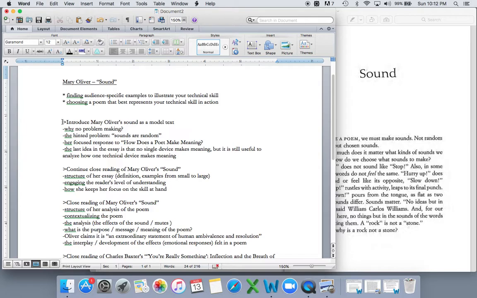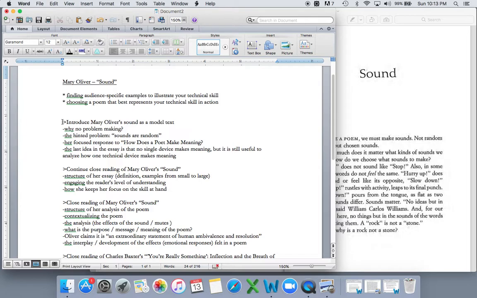So before we get into the specifics of her structure and how she chooses examples, I just wanted to point out a few things. There's no fully developed problem making in this essay, because again, this is a chapter in a book. The book has an introduction which establishes the rhetorical situation in a deeper way, establishes the audience and the purpose of the book as a whole. So we don't have chapter-specific problems that she's fully developing.